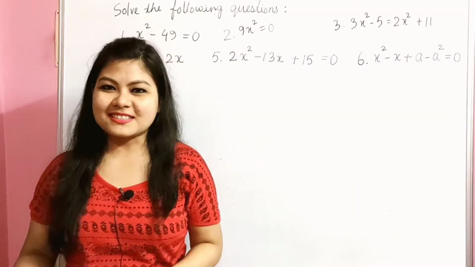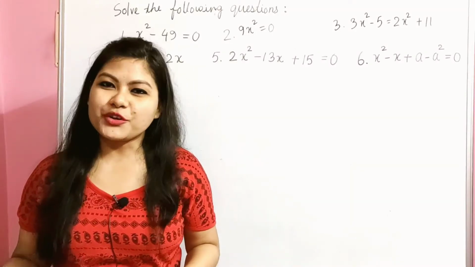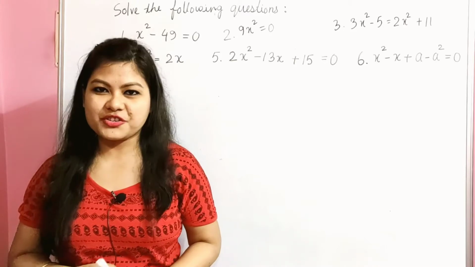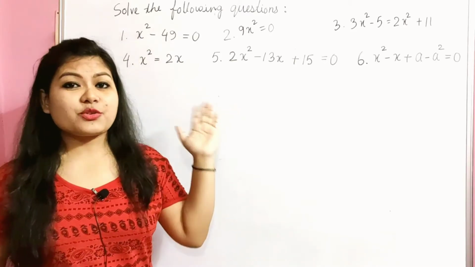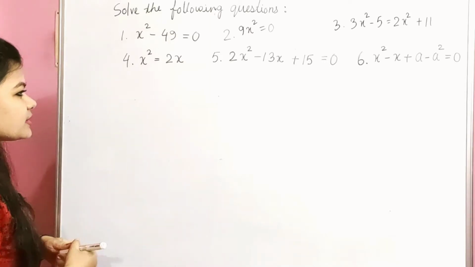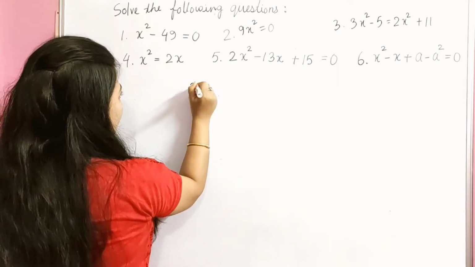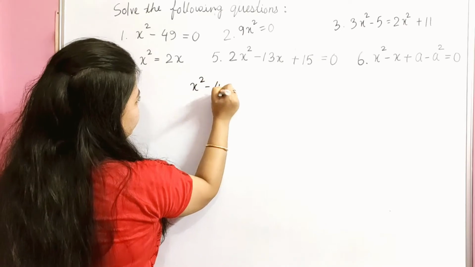Hello everyone, this is Rashmi and today I am going to solve some quadratic equations. Here the first question is: given that x square minus 49 equal to 0. First of all we will solve this question.